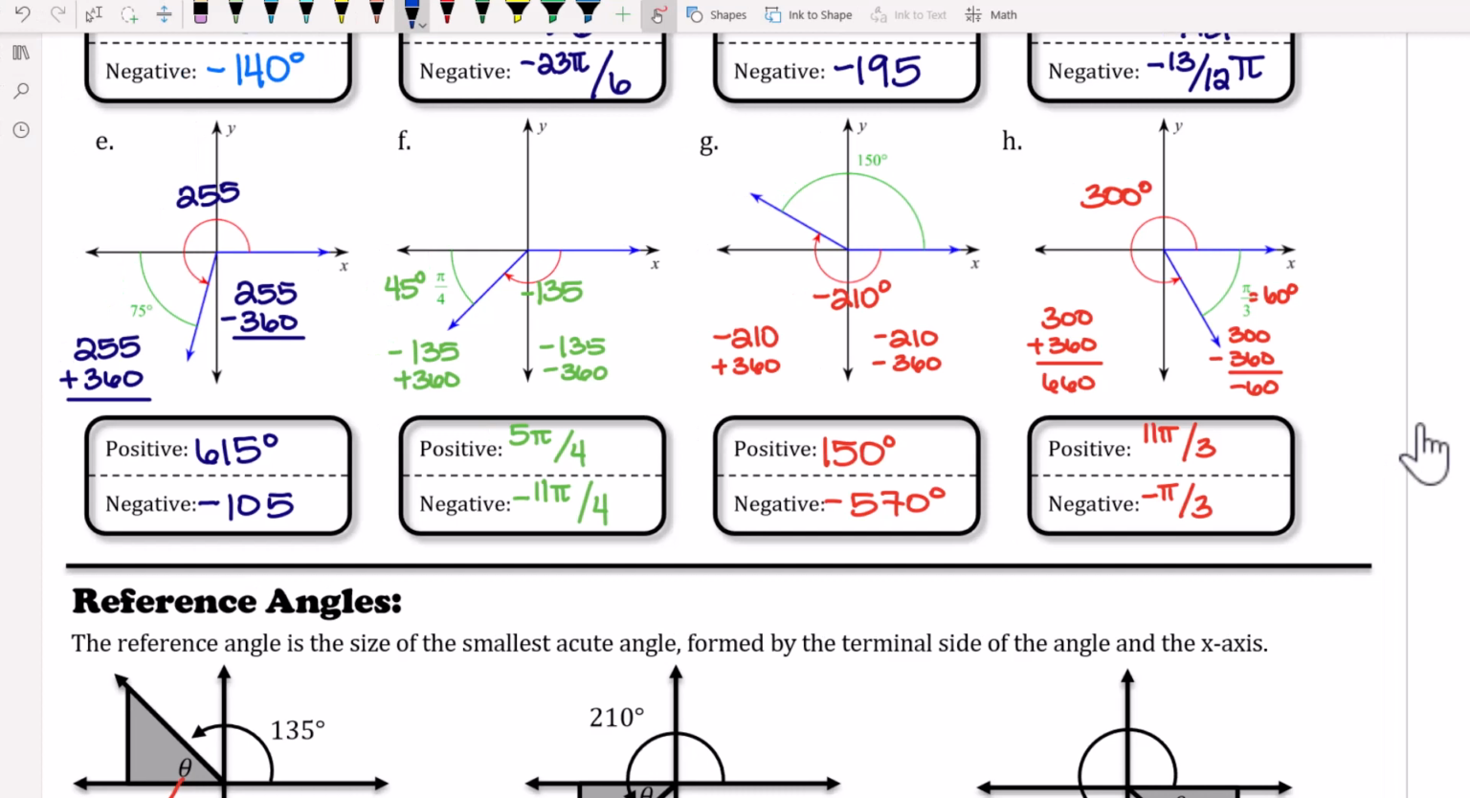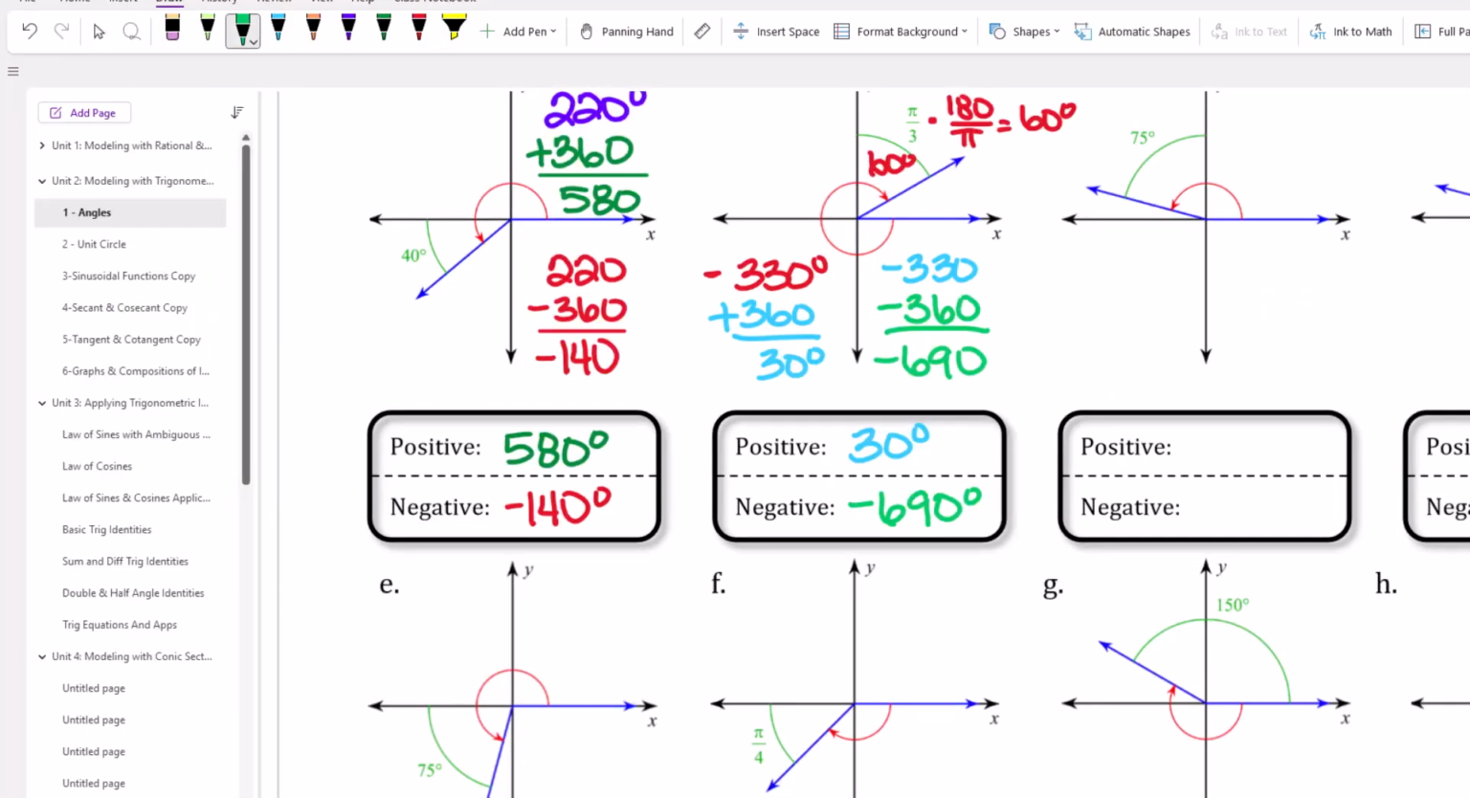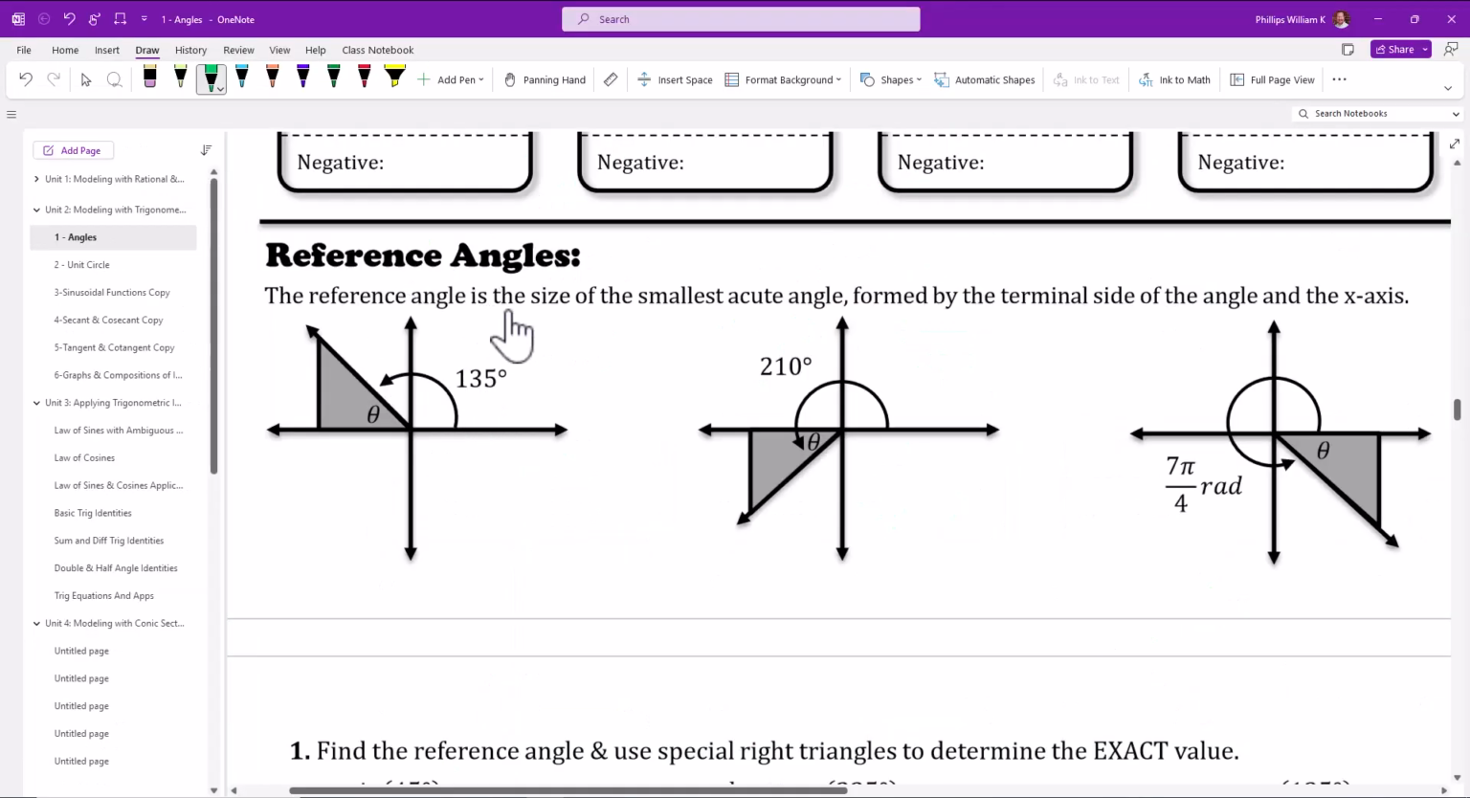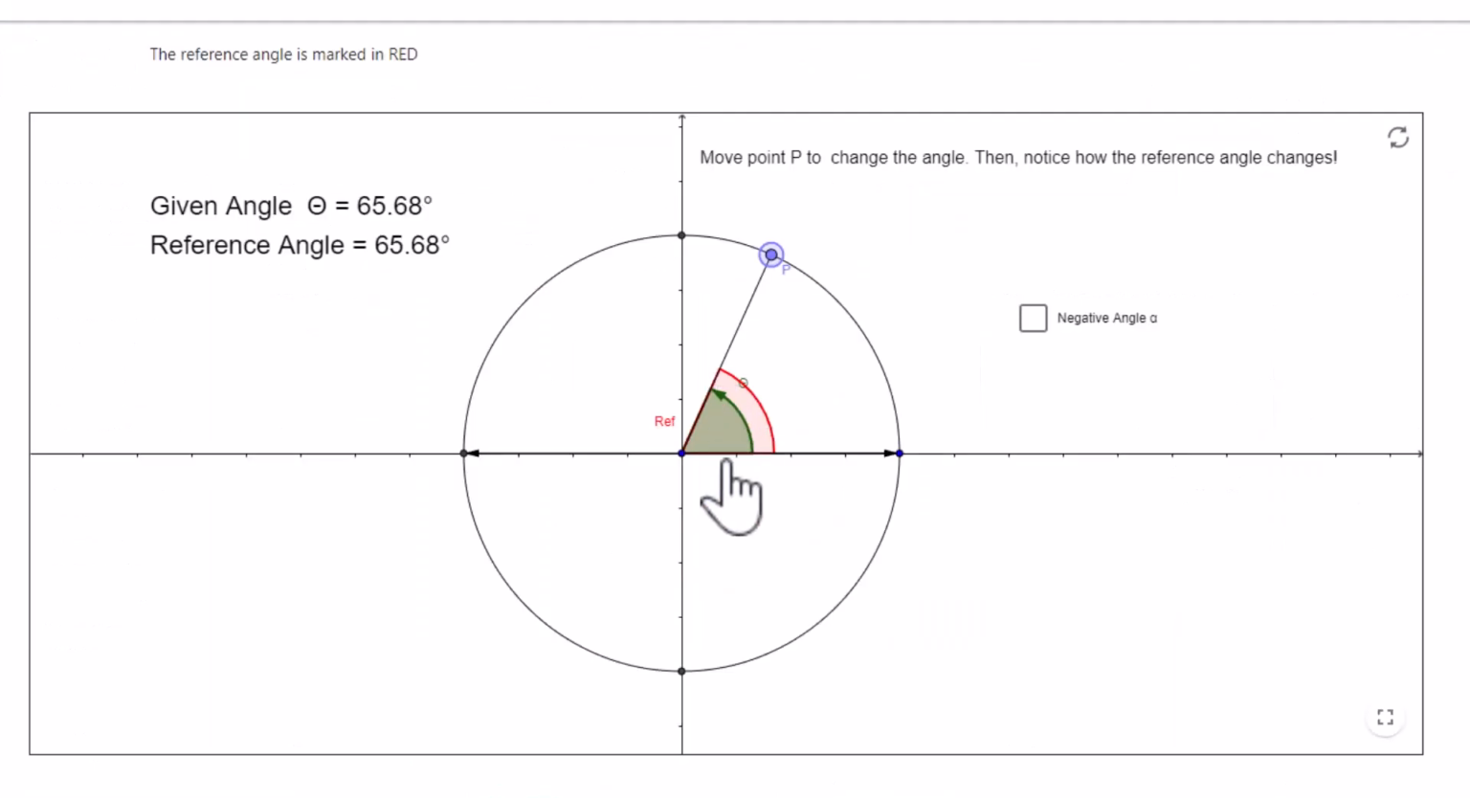All right. Now, let's take a look at reference angles. Okay, so the reference angle is the size of the smallest acute angle formed by the terminal side of the angle and the x-axis. So again, we have another interactive here. So we saw this in a prior video. Here I can create the size of any angle that I want to. So notice how right here, this is the size of the angle, and then this is my reference angle.